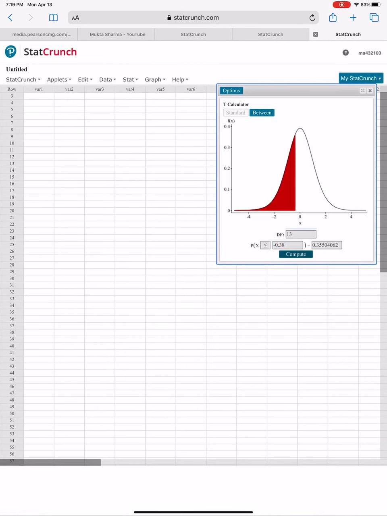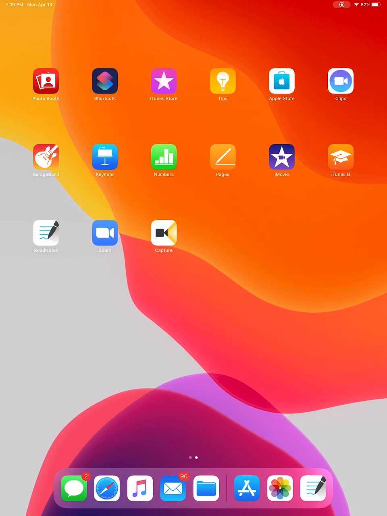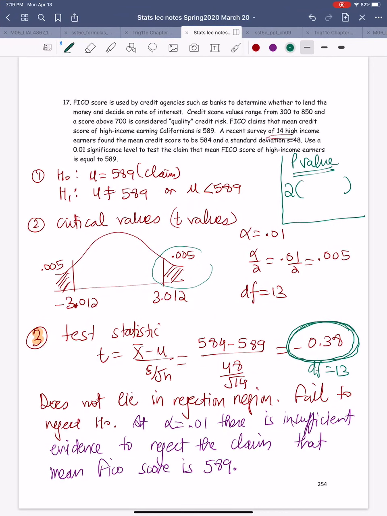And that turns out to be 0.355. So 2 times 0.355 is approximately 0.70, and this p-value is higher than alpha.